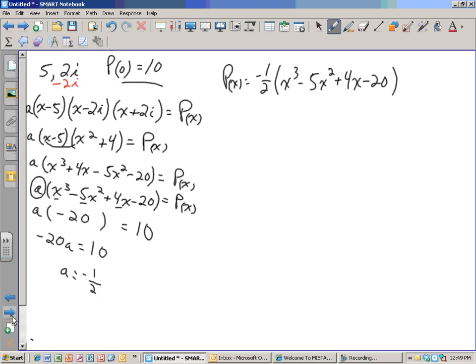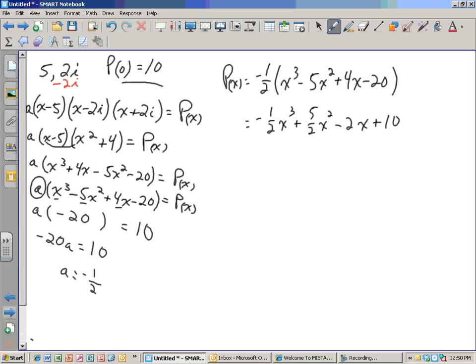Yes, Michelle? So the 1/2 applies to the entire polynomial? Yes. Right. If I did distribute, it would be negative 1/2 x cubed plus 5/2 x squared minus 2x plus 10. Okay? That's what the book wants you to do, but I'm okay with just the top lines.